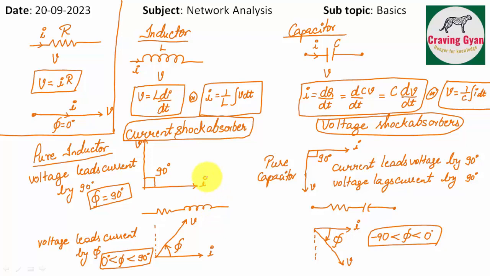Why? It is not a pure one. It can't be 0. Why? It is not a resistive element. In the case of a capacitor, we got to know that the current equation is I equals C into dV by dt, or if we want to express in terms of voltage, V will be equal to 1 divided by C into integral of I dt. So it is referred to as voltage shock absorber. In the case of pure capacitor, the current is going to lead voltage by 90 degree, or we can tell voltage is going to lag current by 90 degree, right?